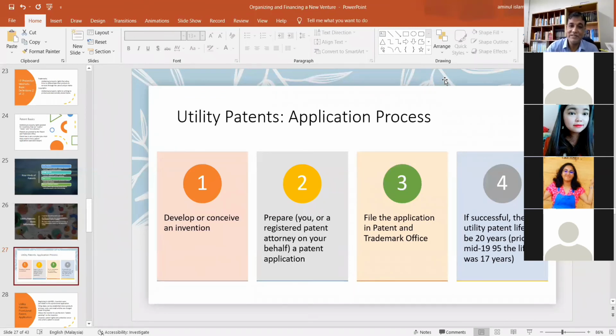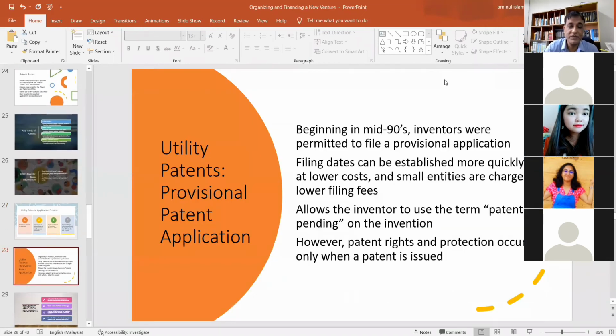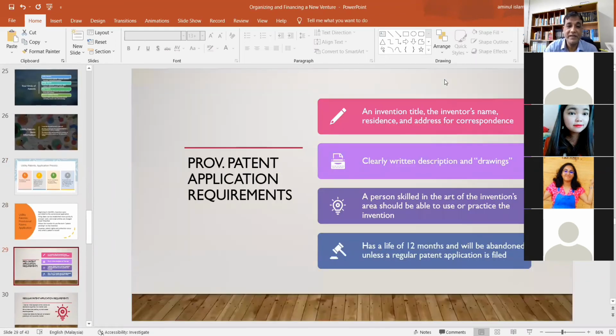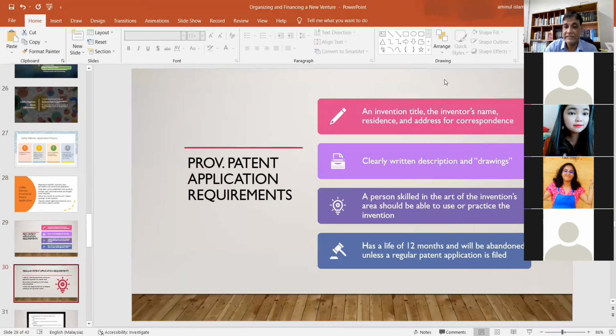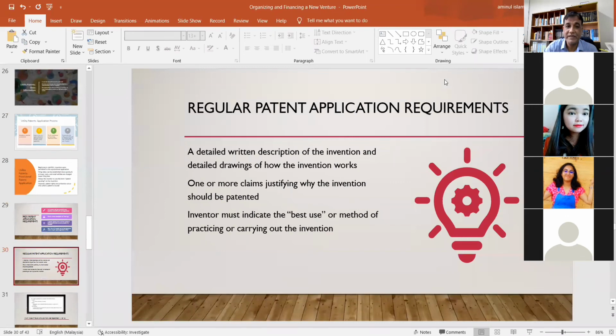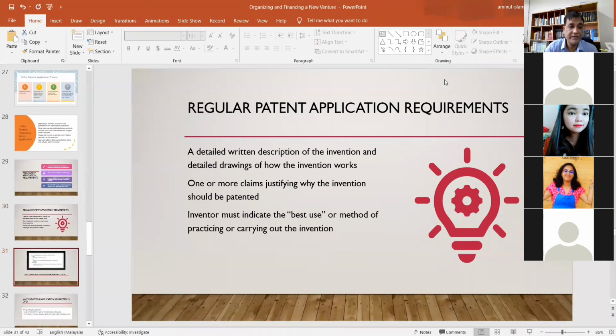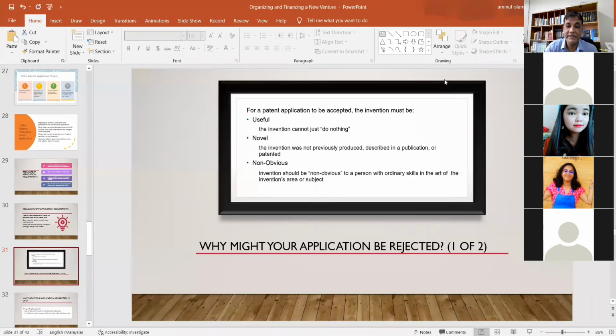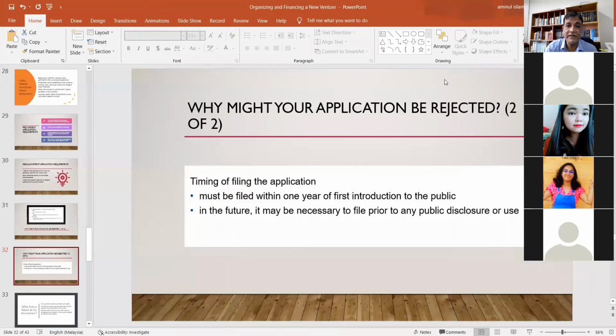Okay, so this process has to go through when it comes to patenting as well as intellectual property rights and all that. This one I'll leave for your reading. I don't think I'm going to go through it. This one also I'll leave for your own reading. Why your patenting could be rejected is also there for you to look at.